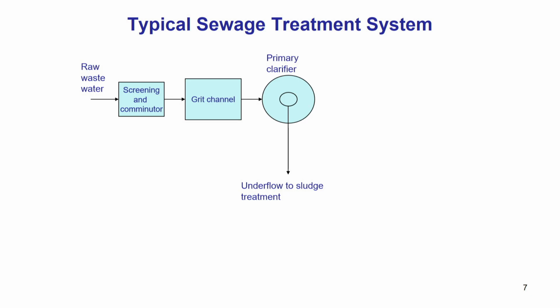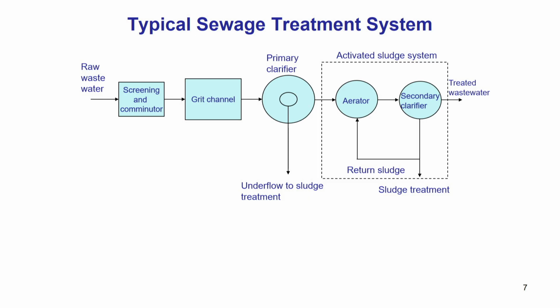The next one is the primary clarifier. In the primary clarifier, the overflow, which is the wastewater free from or having a reduced amount of suspended solids, is sent to the next processing stage, which is the secondary stage. The underflow, which settles down, is the sludge, which is mainly organic in nature and has to be disposed of.